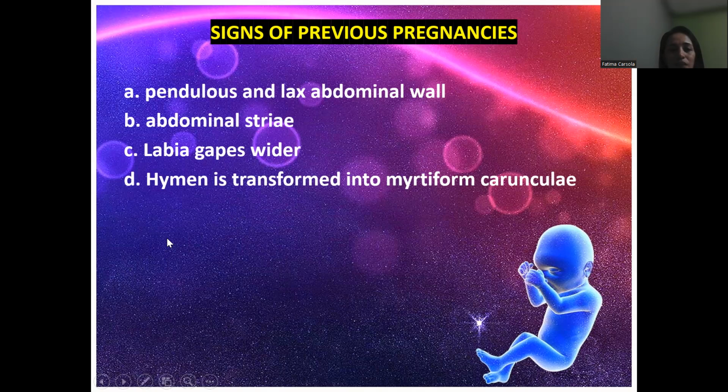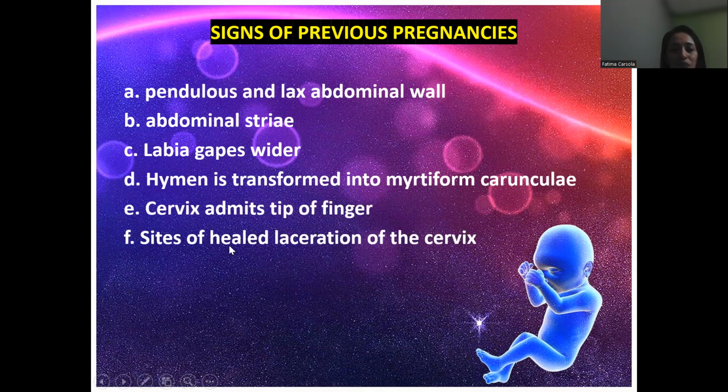Next, we have cervix admits the tip of the finger. So when you do an IE or internal examination to the patient, when you reach the cervix that is partially open, that it could accommodate the tip of the finger, that is what we call admits the tip of the finger. And you have here sites of healed laceration of the cervix. So when you do the IE, you would feel some irregularities inside the cervix. From the external os to the internal os, you will feel some sites of healed laceration.